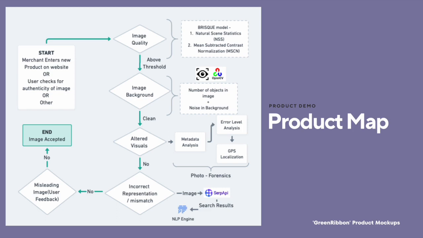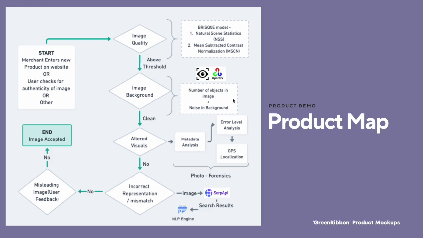Essentially, the BRISQUE model is a tool which calculates a no-reference image quality score for an image using the Blind Referenceless Image Spatial Quality Evaluator. This is a special Python script that allows us to rate the image on a scale of whether it is clear or not. In case the image is not clear, we automatically know that it may contain a product which is malicious. If the image is above a threshold of quality, we next check for the image background, the number of objects in the image, plus noise in the background.